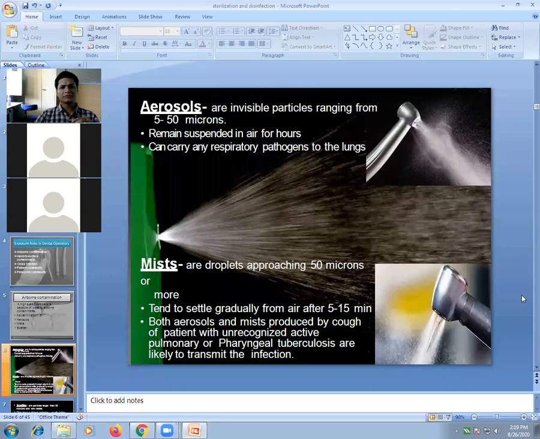So what are mists? Mists are droplets approaching 50 microns or more. They tend to settle gradually from air after 5 to 15 minutes. Both aerosols and mists produced by the cough of a patient with unrecognized active pulmonary or pharyngeal tuberculosis are likely to transmit the infection. So aerosols and mists are very important contaminants which can contaminate from the patient to the surrounding environment.